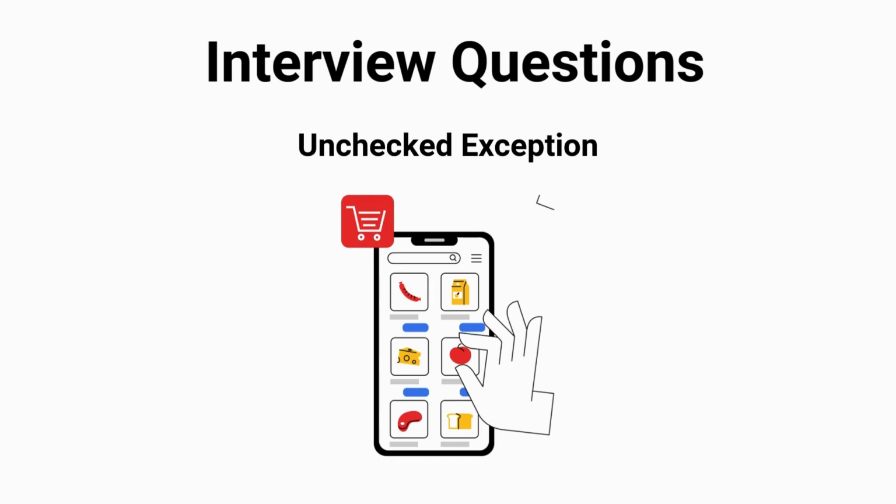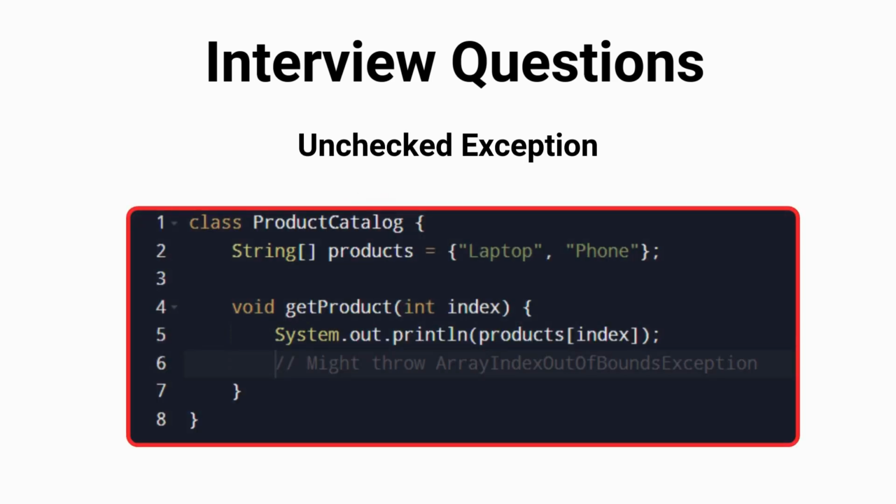So, I'm having a class ProductCatalog, creating a products array and passing the values for that array, and having a method getProduct and passing the argument index. So, I'm checking that index value. The products array has a size of 2, so if I print the array at index 3, it will throw the ArrayIndexOutOfBoundsException. So if a customer requests a product at an invalid index, Java will throw an unchecked exception, that is ArrayIndexOutOfBoundsException, at runtime.